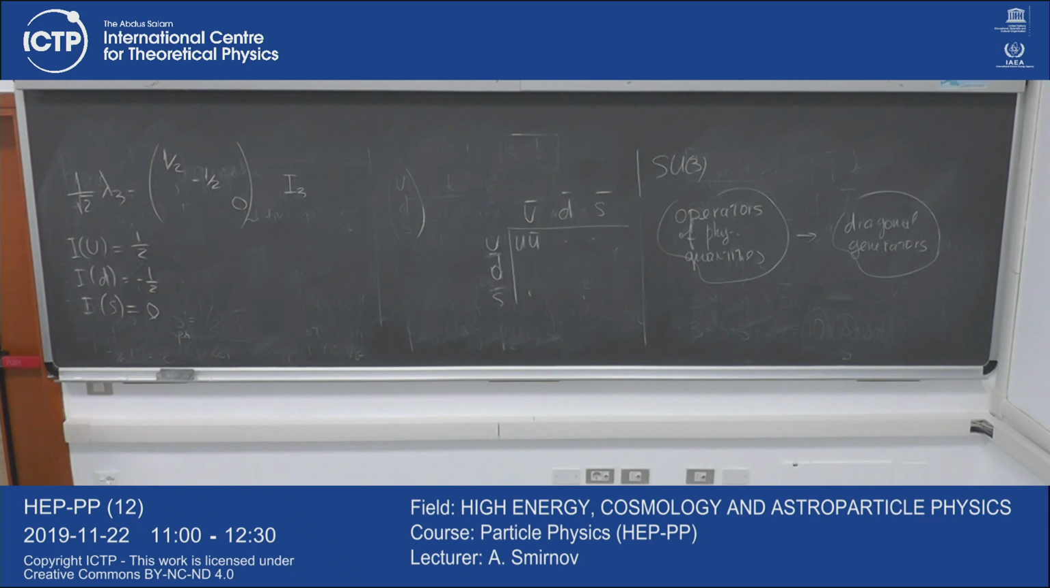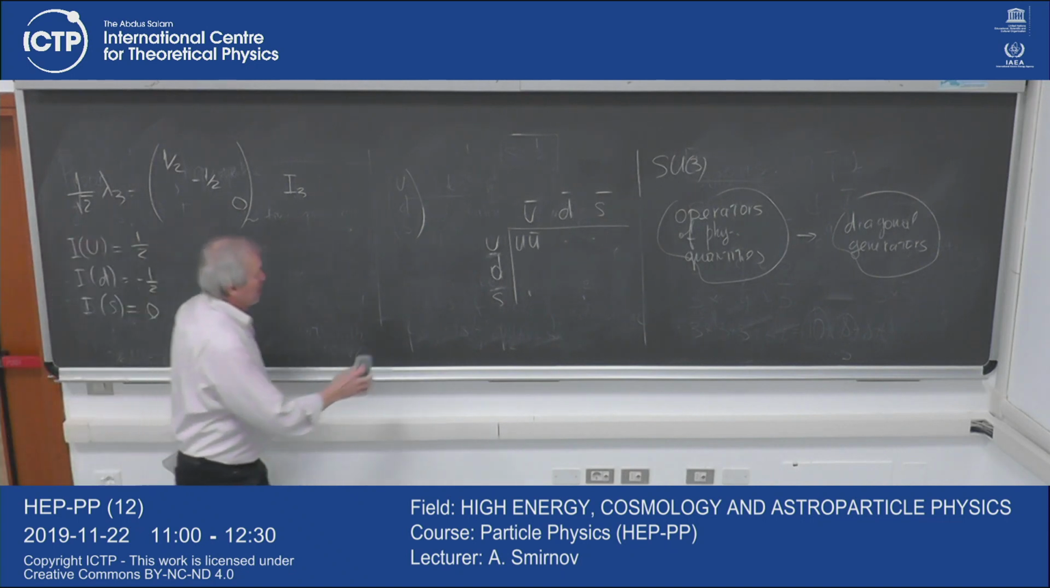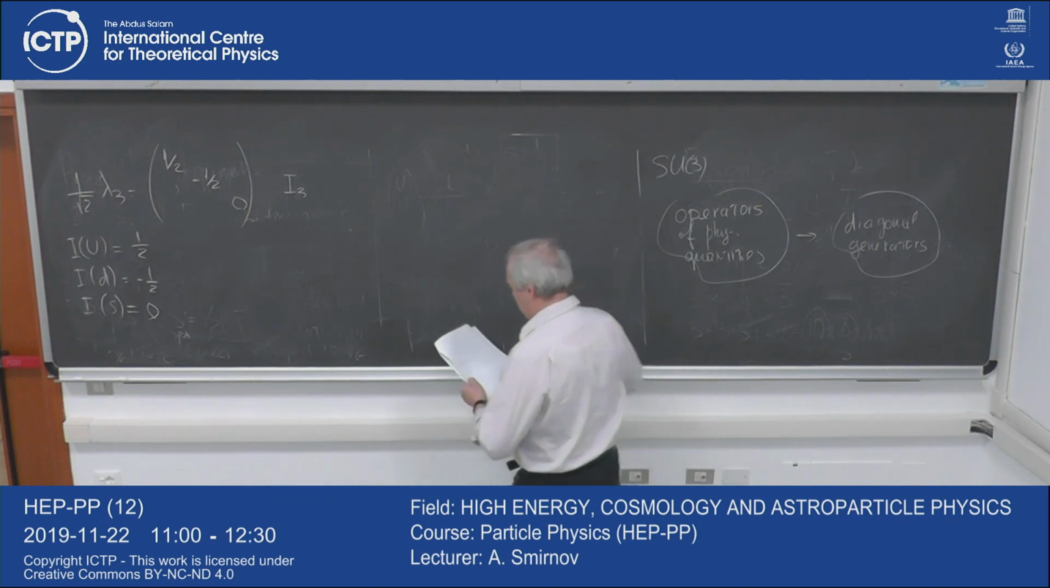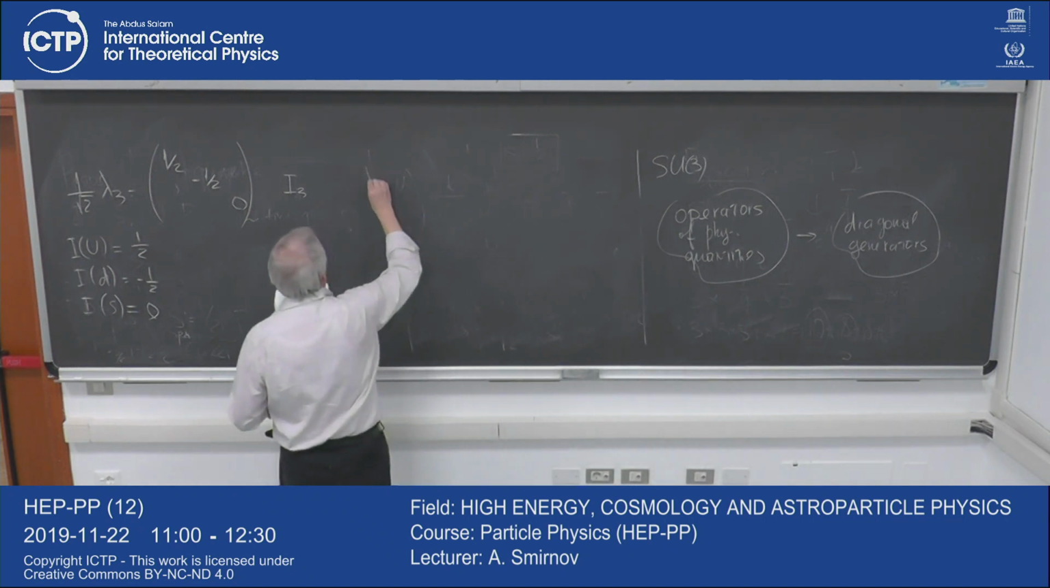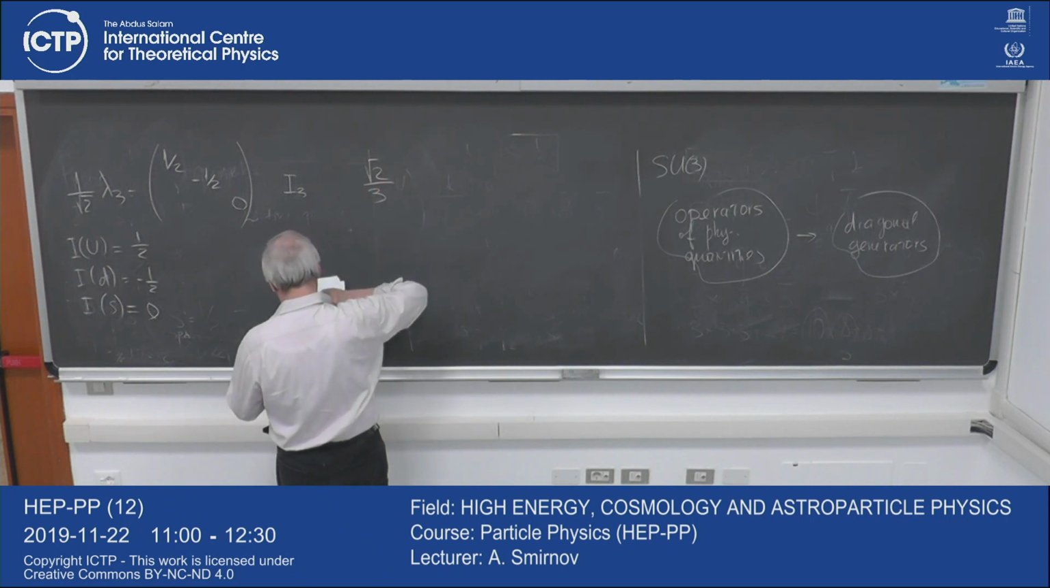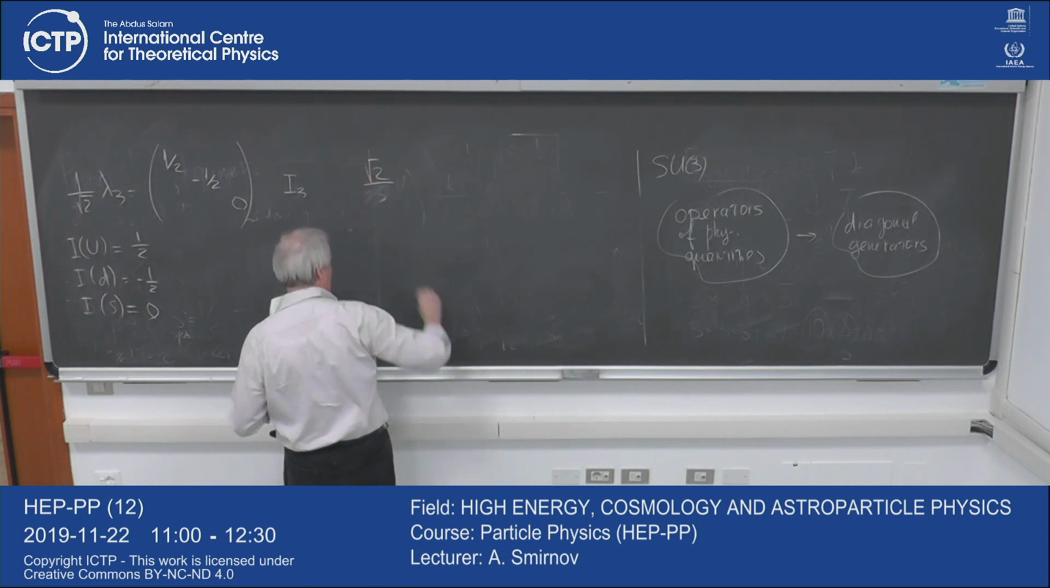So another diagonal generator is lambda 8. Let's take this. I think it should be under a square root.